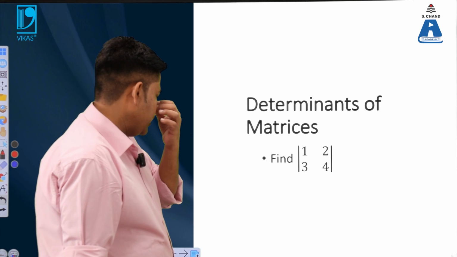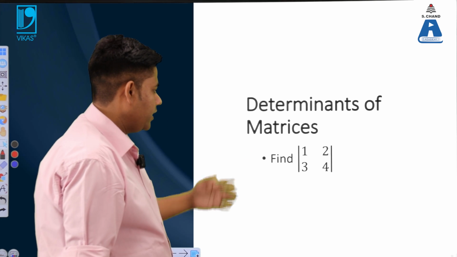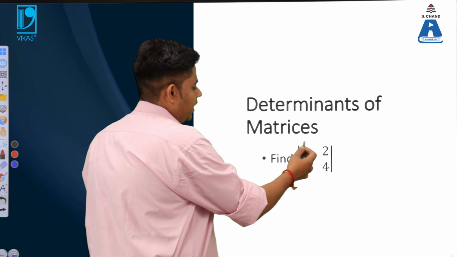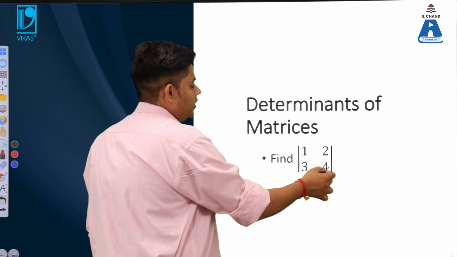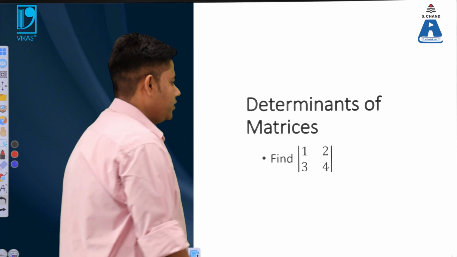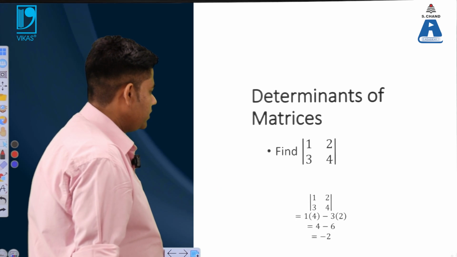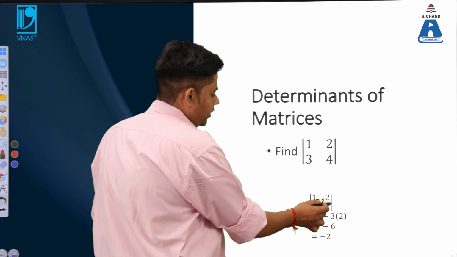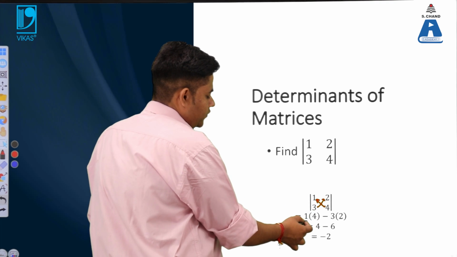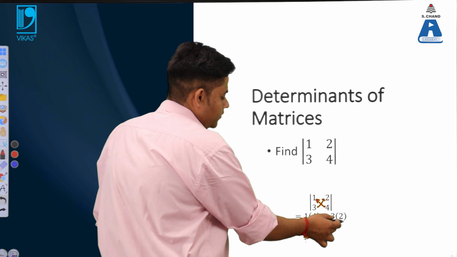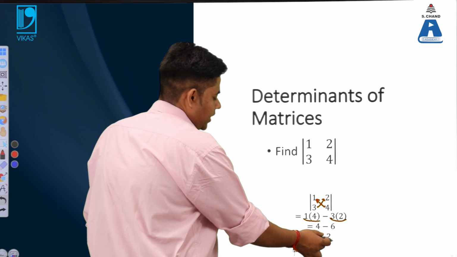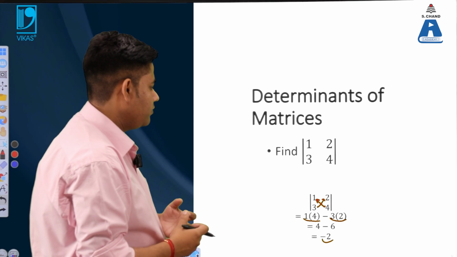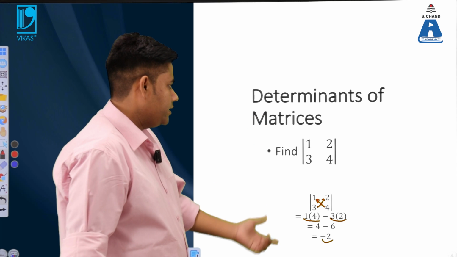So the procedure I have told you, and let's have a look at an example in which I need to find out the determinant of a particular matrix. So I have a matrix which is 1, 2, 3 and 4, and we need to find out the determinant of that matrix. For that, we need to go with the down product and then the up product with the minus. So 4 into 1 is 4 minus 3 into 2 is 6, the up product. So 4 minus 6 is minus 2. Minus 2 is the real number, the magnitude of that matrix, which is termed as the determinant.